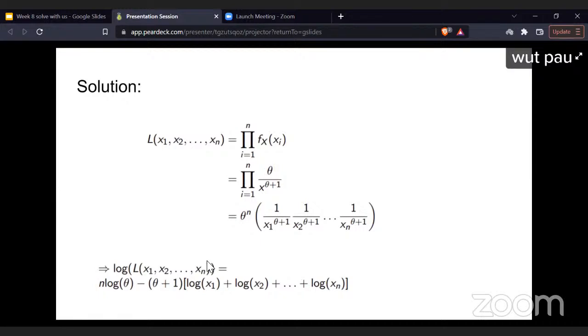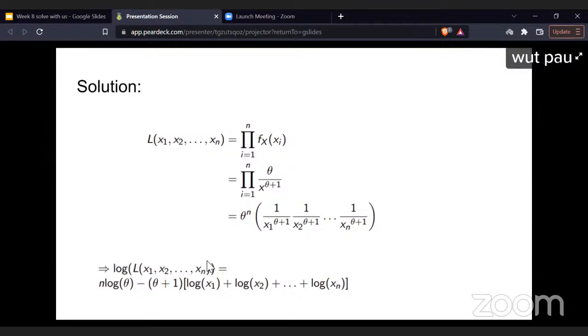See, okay. Look at just the likelihood function. For now, the likelihood function is given as theta to the power n times 1 by x1 to the power theta plus 1 times 1 by x2 to the power theta plus 1 up to 1 by xn to the power theta plus 1. Okay, so the denominator term, you can write it as x1 times x2 times x3 times up to xn, to the power theta plus 1. This you can write, right?